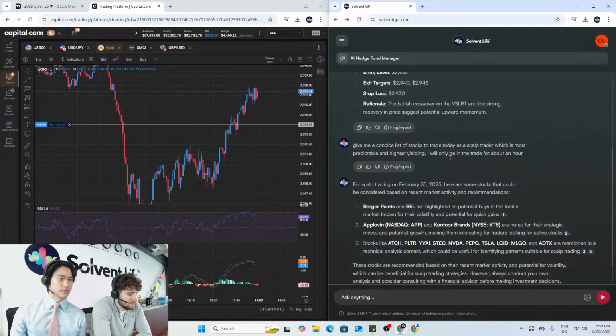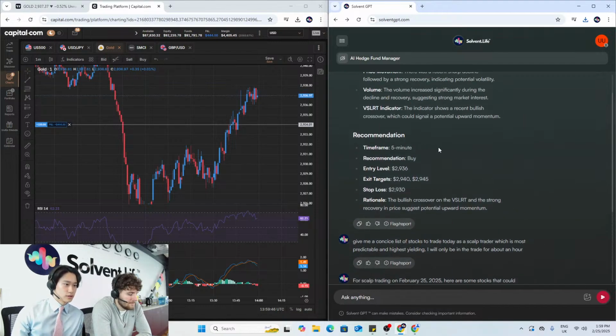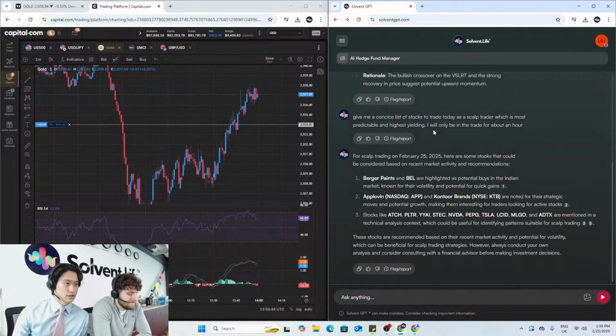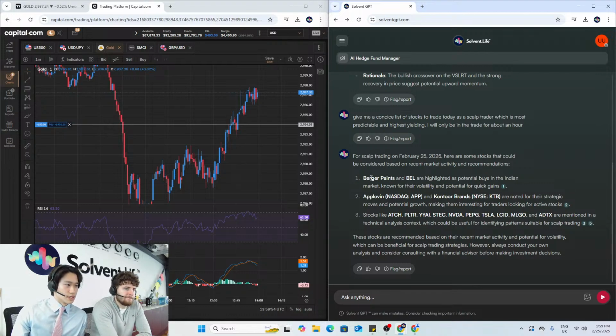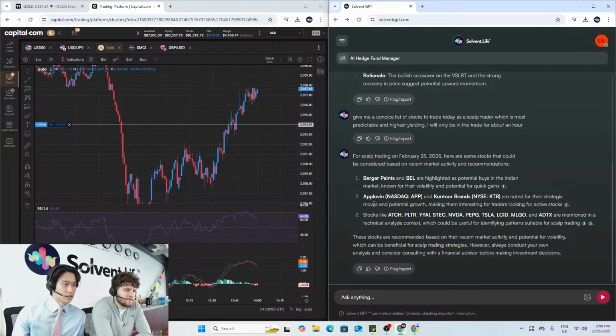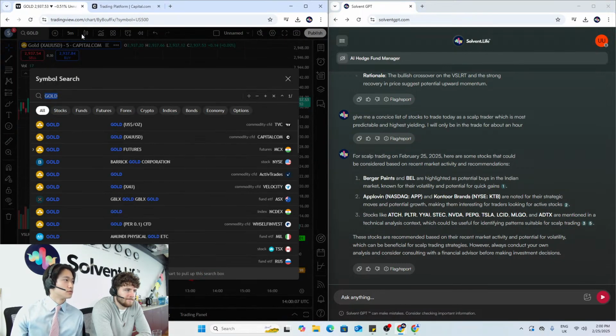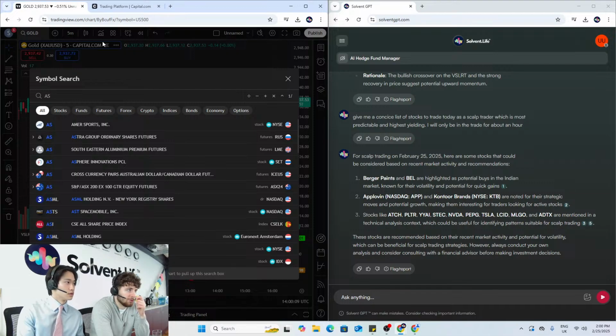And let's go back to this list of stocks. So as a scalp trader, we asked it, what are the best stocks to trade today, which are most predictable and highest yielding? So it says Berger Paints and Bell, Indian market, and then we have AppLovin. Should we have a look at that? Sure. Yeah, let's see.